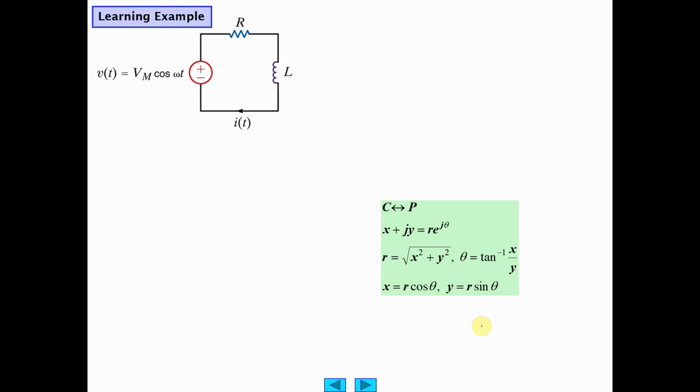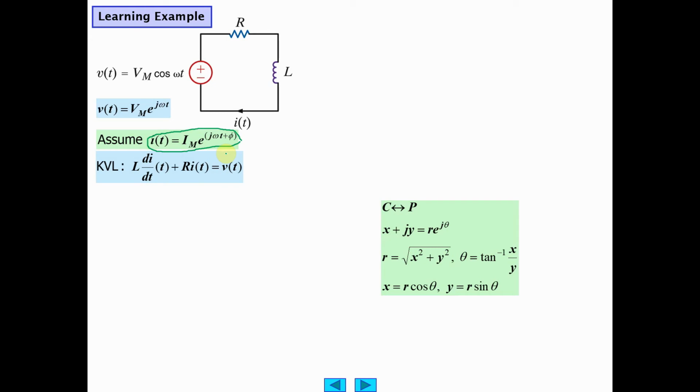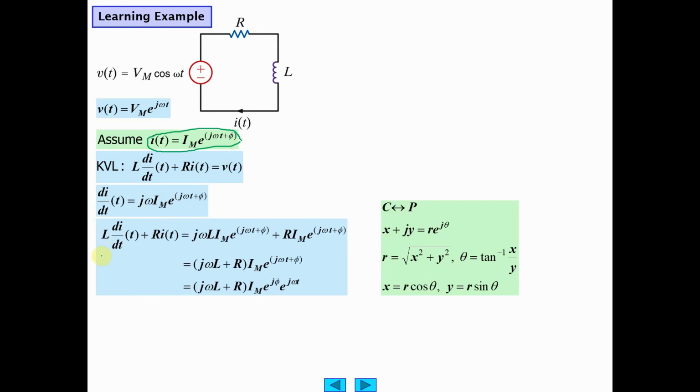Okay, so let's look at our previous example. These are some identities for going back and forth between complex and our regular notation. They're kind of a note on the side. We have our excitation, and we have the form of the solution for the current going through here. We write down our KVL equations just like before, differentiate the i, and put everything together. L di/dt is given by this, R i is given by this, and we have some reduction to do. We can take the Im e to the j omega t, this stuff here, and gather it up. It's a common factor, and so we have j omega L plus R right there.